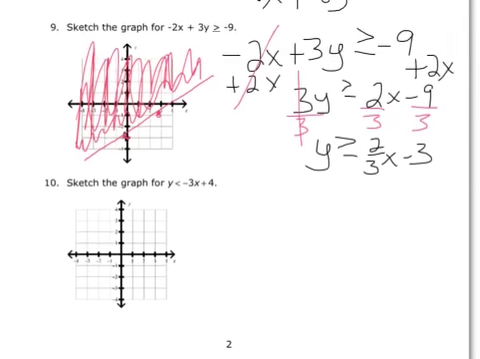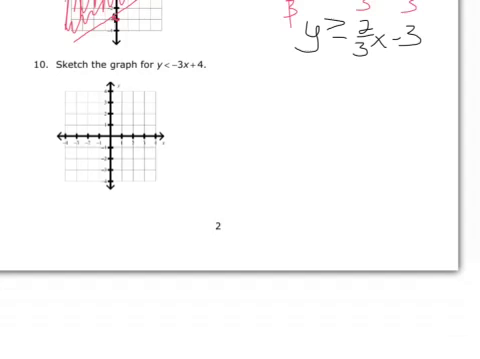Okay, number 10, sketch the graph for y is less than negative 3x plus 4. This one's already in slope-intercept form, so all I need to do is put the points on the graph. So we are going to start at positive 4 on the y-intercept. And from there, we have a negative slope of negative 3 over 1, so we're going to go down 3 units and over 1. And then we will do that again. And if I had more space, I would do it again.